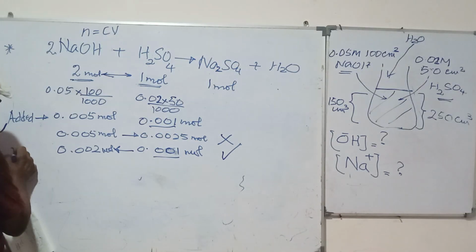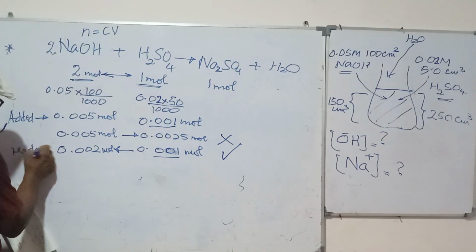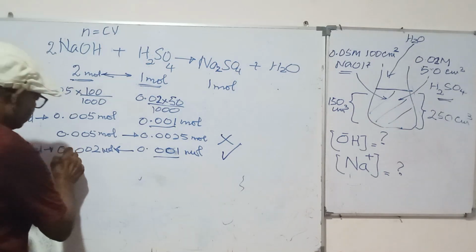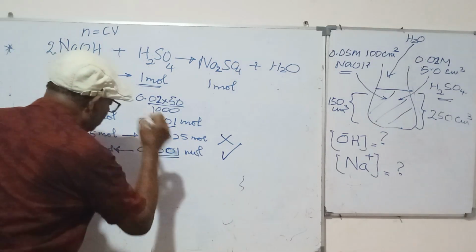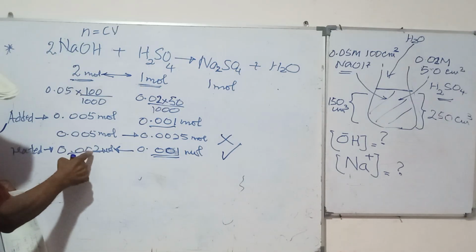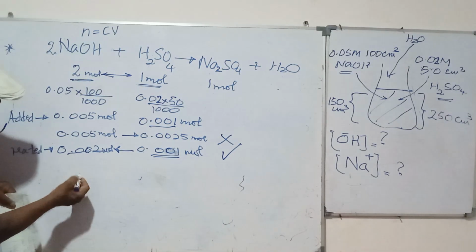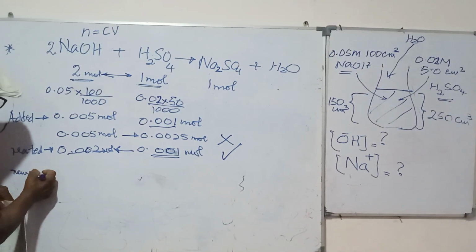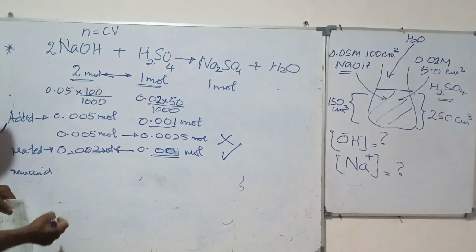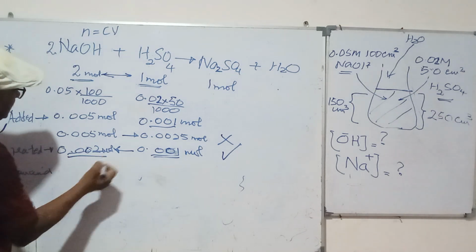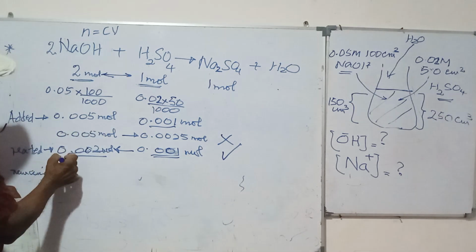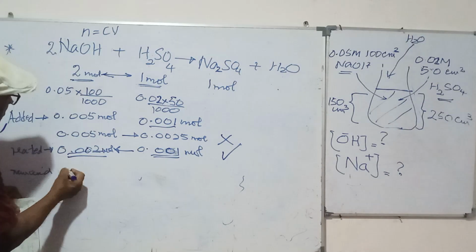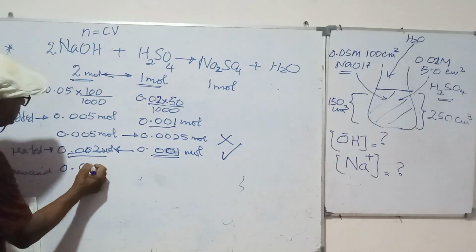Then reacted. These are the reacted amounts. 0.002 reacts with 0.001. Then remained. 0.005 out of 0.005, only 0.002 reacts. It remains 0.003.